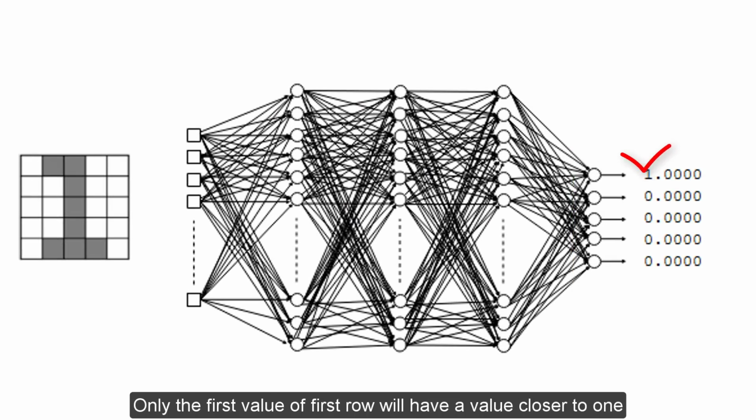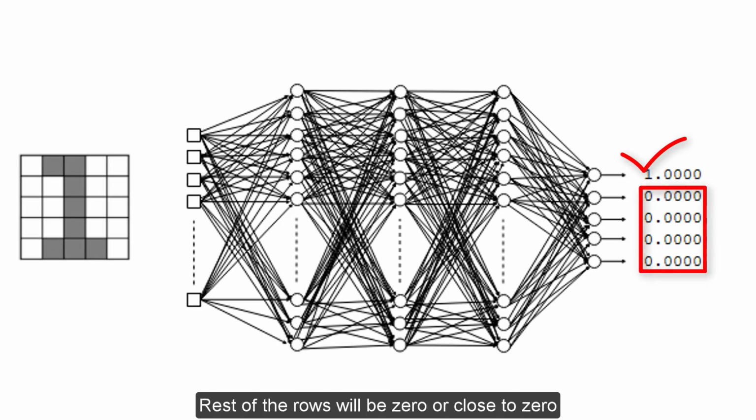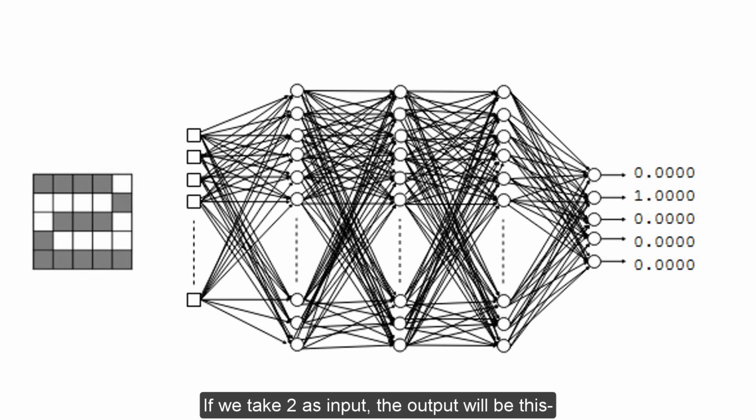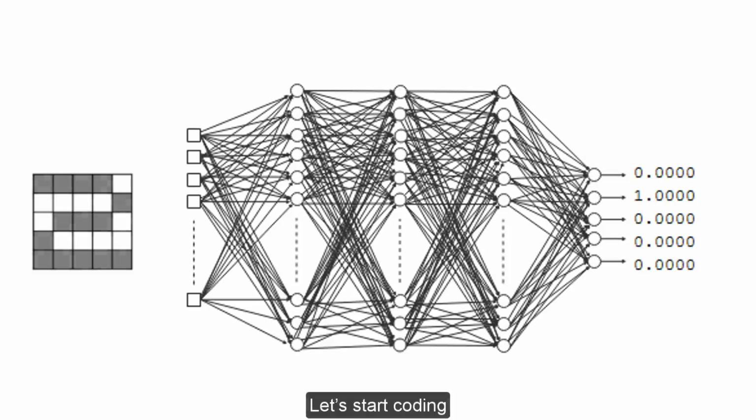Only the first value of the first row will have a value closer to 1. Rest of the rows will be 0 or close to 0. If we take 2 as input, the output will be this. Only the second row will have value 1 or closer to 1. Rest of the rows will be 0 or close to 0. So, I'm pretty sure that the concept has been clear. Let's start coding.